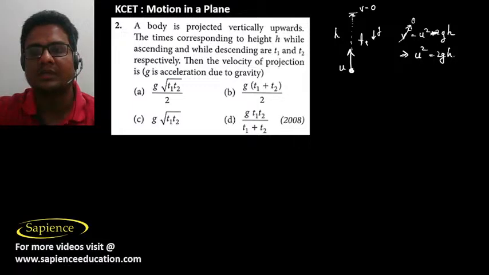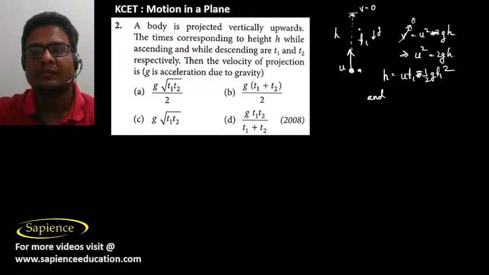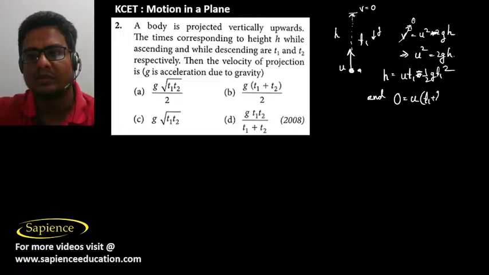Actually from here I should use t1. So h is equal to u t1 plus half g t1 square. Since g is acting downward, I should write minus half g t1 square. And while descending also, the final velocity will be u only, but downwards. So the total displacement is 0. So I can tell that displacement s is 0, which is equal to u into t1 plus t2 minus half g into t1 plus t2 whole square.